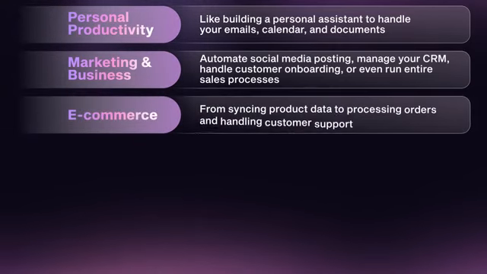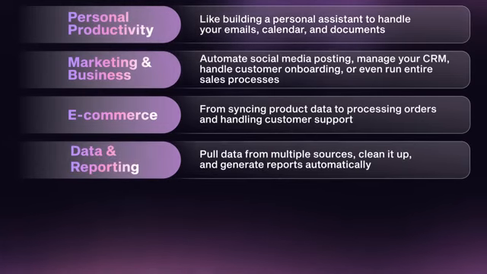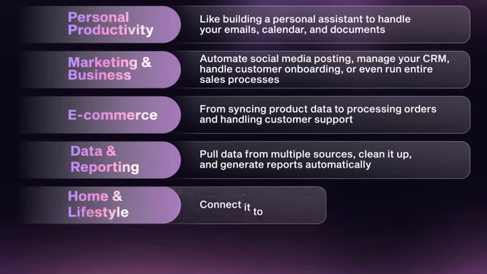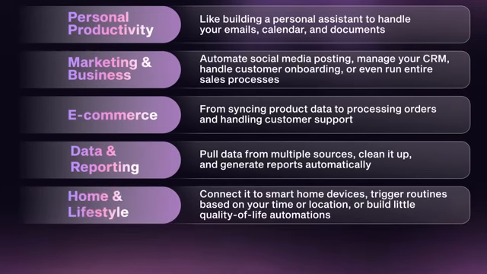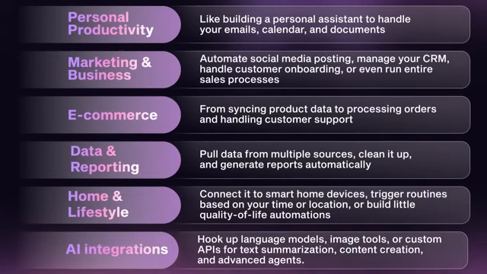E-commerce, from syncing product data to processing orders and handling customer support. Data and reporting, pull data from multiple sources, clean it up, and generate reports automatically. Home and lifestyle, connect it to smart home devices, trigger routines based on your time or location, or build little quality of life automations. AI integrations. This is where it gets really fun. Hook up language models, image tools, or custom APIs so you can do things like text summarization, content creation, or even complex agents. And that is just scratching the surface, but the point is, whether you're running a business, automating personal tasks, or just experimenting with AI, n8n can fit in somewhere.